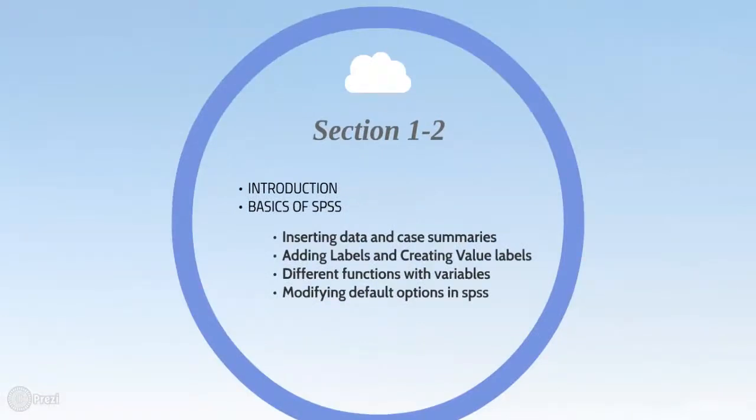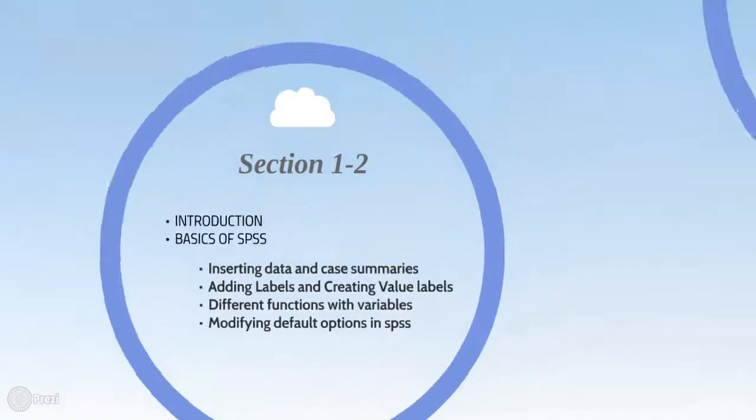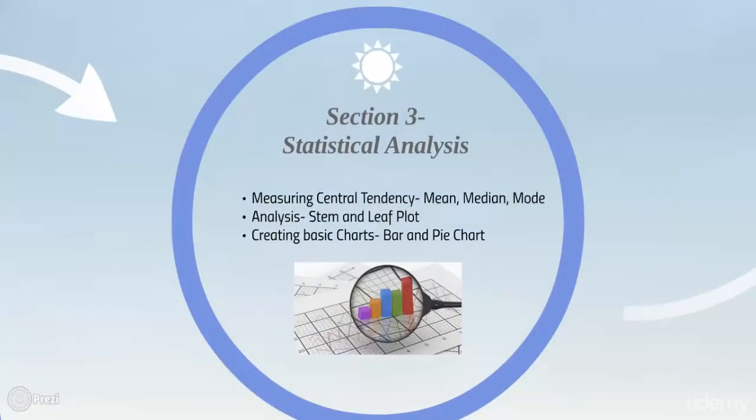The next is the sections that we have covered in the course. First two sections are about introduction and the basics of SPSS: inserting data and case summaries, adding labels and creating value labels, different functions with variables, and modifying default options in SPSS. The next section is about statistical analysis, which is about measuring central tendency, mean, median, and mode. And then there is analysis of stem and leaf plot. And then we are going to learn creating basic charts, that are bar and pie chart.